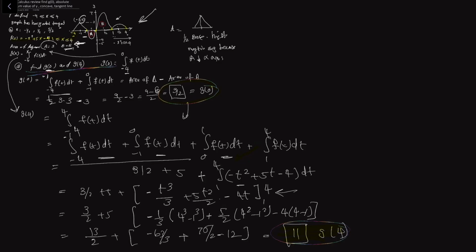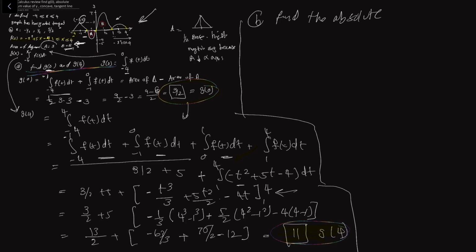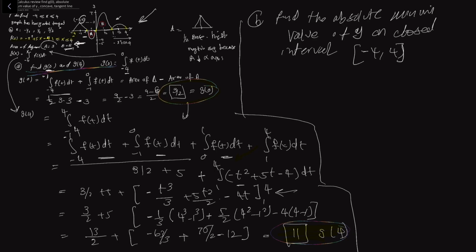Okay, so part B. Find the absolute minimum value of y on the closed interval from -4 to 4.